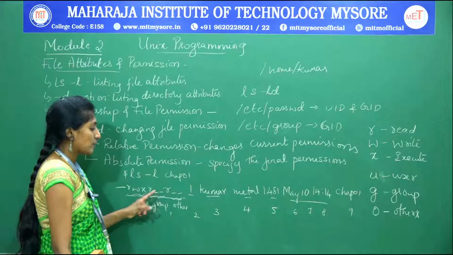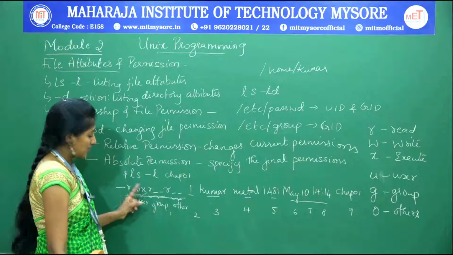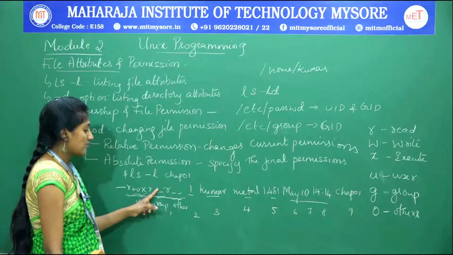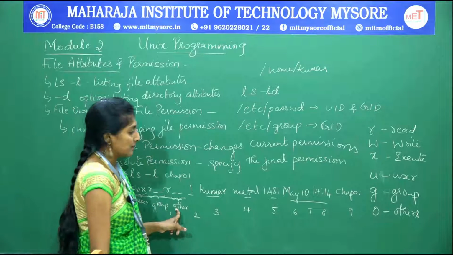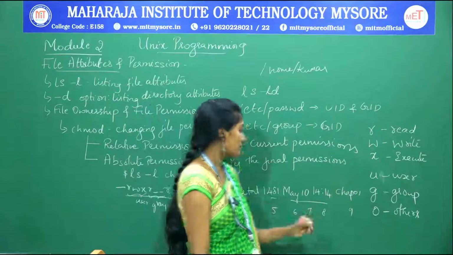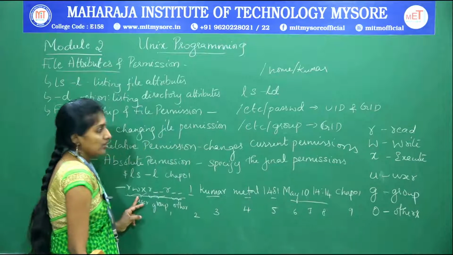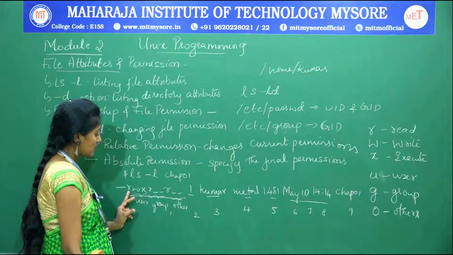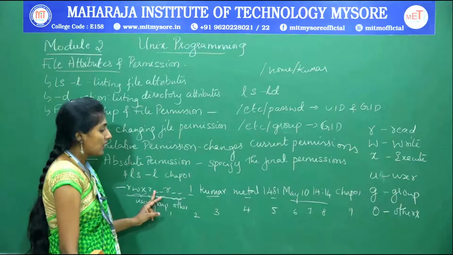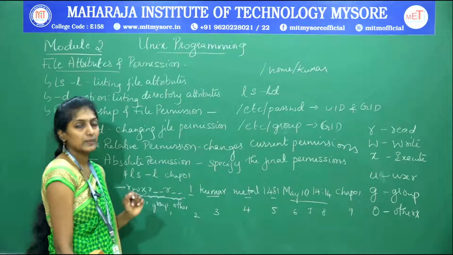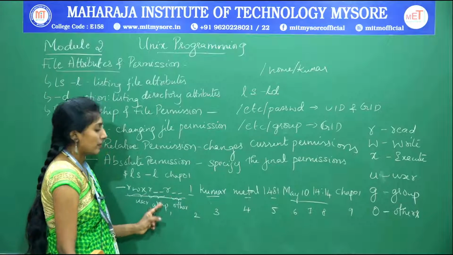It has been assigned with 9 bits. The first 3 bits represent user, the next 3 bits represent group, and the last 3 bits represent others. If I consider this example, the permission assigned for user is read, write and execute. For group and others, only read permission has been assigned. Execute and write permission has not been assigned for group and others.